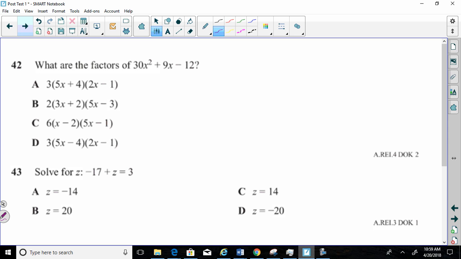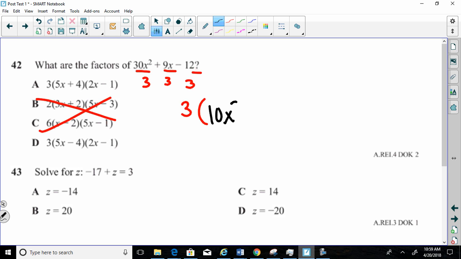Alright, two more multiple choice. So, first, is there a number that goes into all 3? Number 3. Remember, that number goes in the front. So which one can I cross out of all of them? These 2, right? So now I need to remember how to factor.